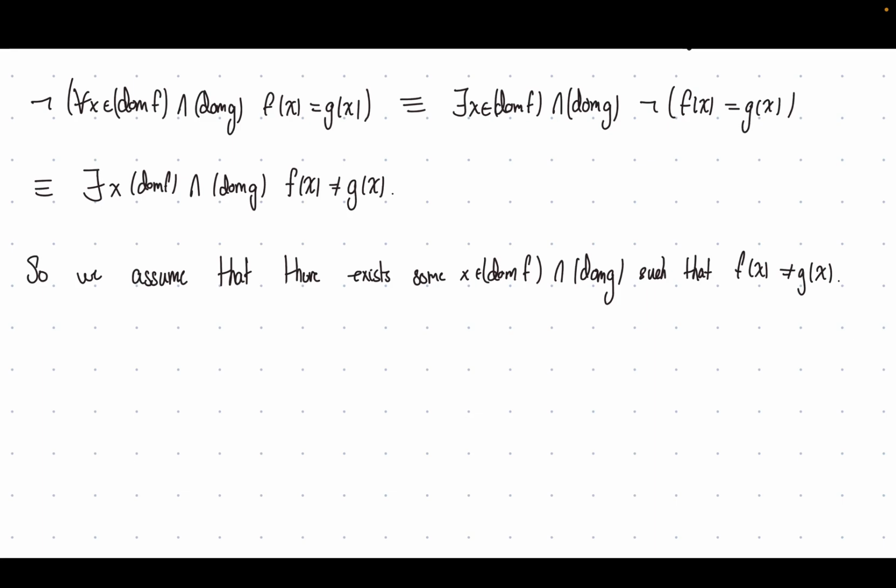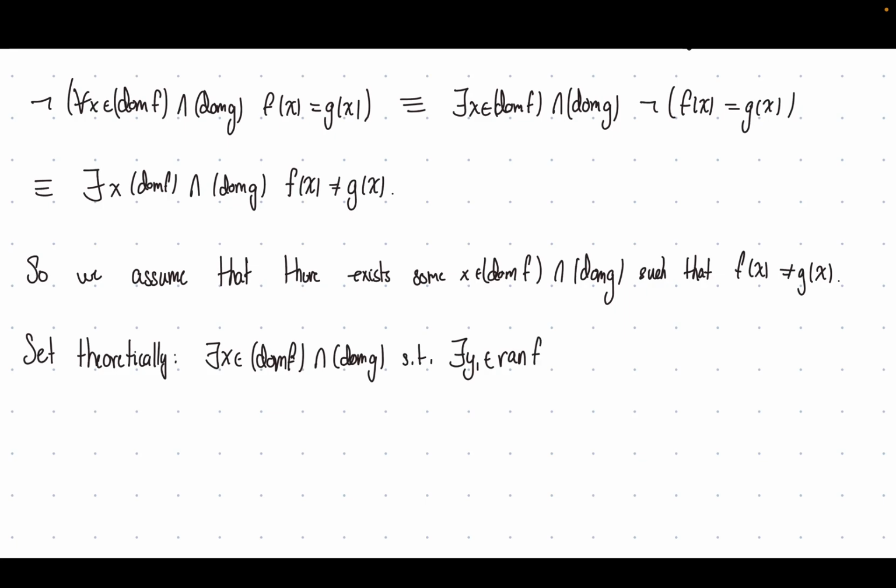Now, set theoretically, we can write this as there exists some x in domain f intersect domain g such that there exists some y1 in the range of f such that (x, y1) is in f, and let me move this down.